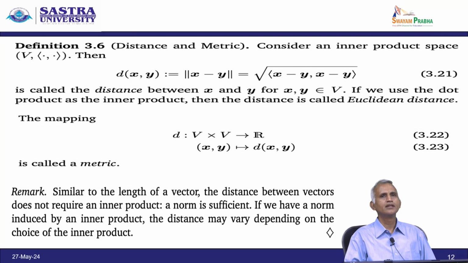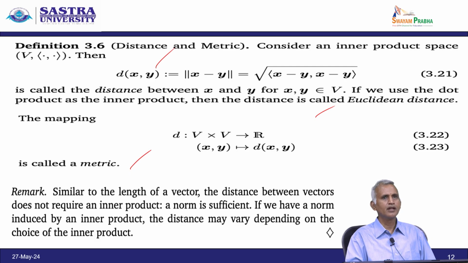Now, we have the distance. Consider an inner product space: d of x comma y equal to norm of x minus y, equal to root of the inner product of x minus y comma x minus y, is called the distance between x and y for x comma y in V. If you use the dot product as the inner product, then the distance is called the Euclidean distance. Then the mapping d from V cross V to R, which maps x comma y to d of x comma y, is called a metric.